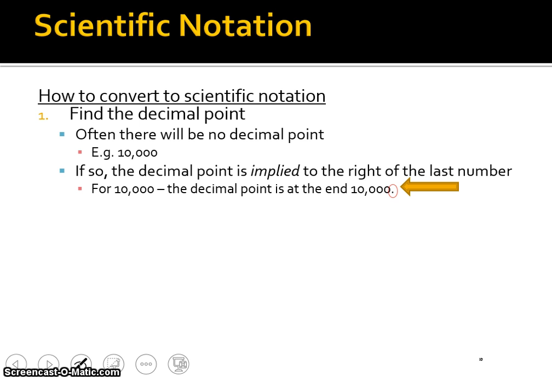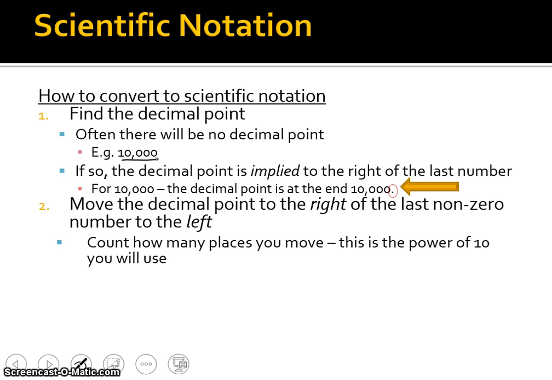So how do you do it? You take your number and you find a decimal point, okay? Sometimes there is no decimal point, all right? So, for example, this number. There's no decimal point here, but that's okay. We know from basic mathematics that the decimal point is implied, it's all the way to the right. So if there is not a decimal point, you know that there's a decimal point there at the end. Okay? So first thing, find the decimal point.